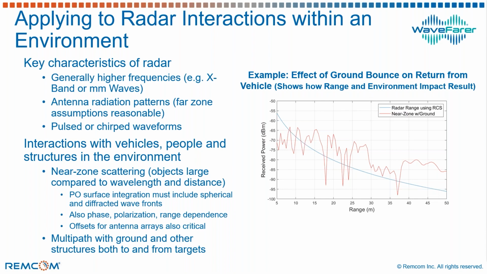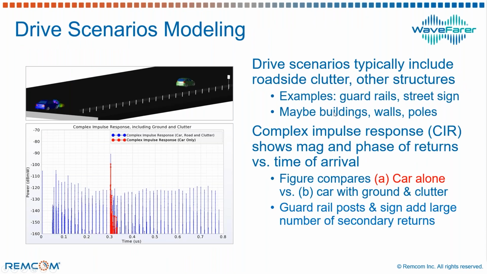When you integrate this with reflections, however, you get a lot of near zone effects and a lot of effects that happen with the environment. From the ray tracing, we can pick up ground bounces, we can pick up interactions with other objects. And so instead of a smooth fall off as we move away from a scattering vehicle, we may see a pattern that looks like this red line where we get fading and a lot of interference effects from all of the things in the environment. This is what we can pick up with the WaveFarer simulations and the ray tracing that we've integrated. When we're talking about drive scenarios, this can include clutter from things like guardrails, street signs, maybe buildings, walls, and poles.